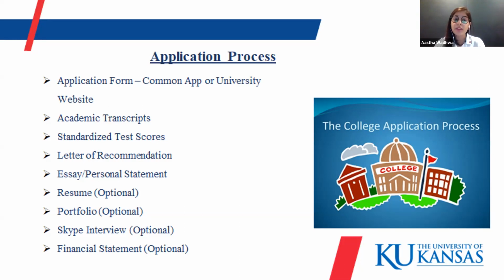The next important factor is your academic transcripts. Transcripts are the certified copies of your educational record. It includes your courses and your grades. Most of the universities will want an original transcript or a certified copy sent by your high school when you're applying for admission. Usually universities require your transcript starting from your 9th to your 12th grade.